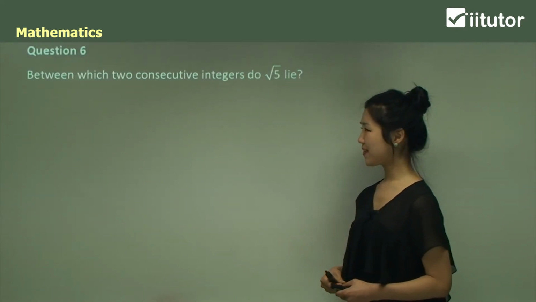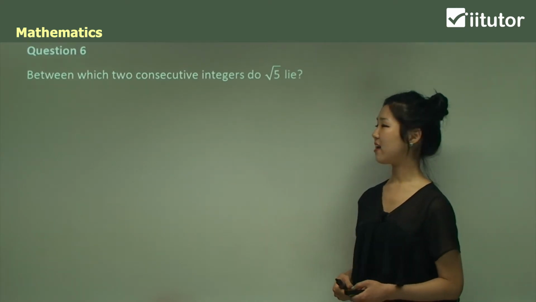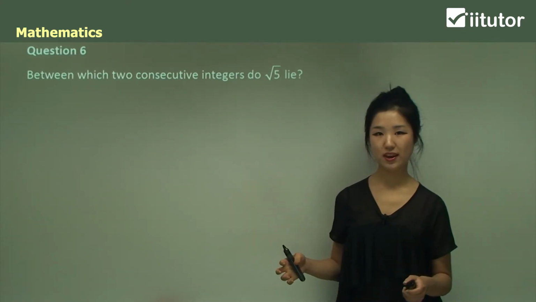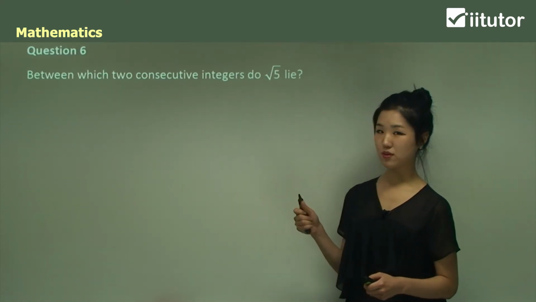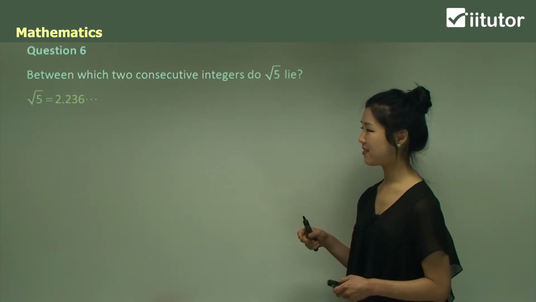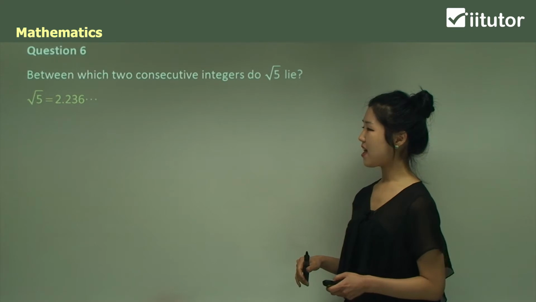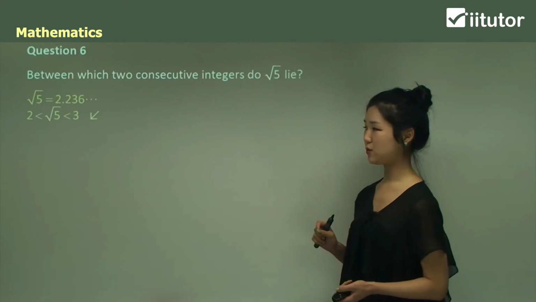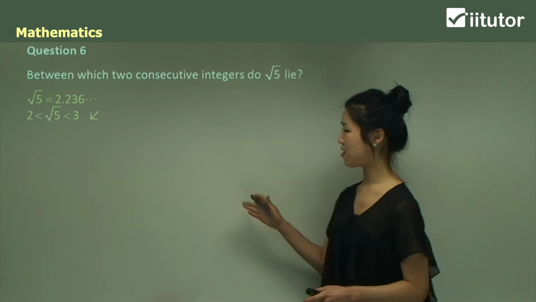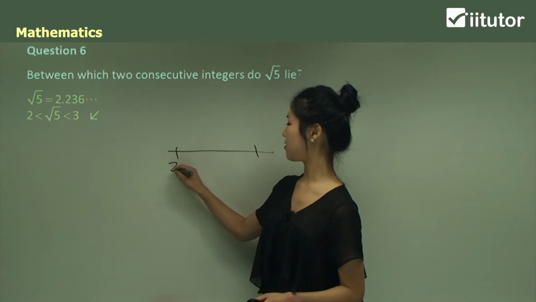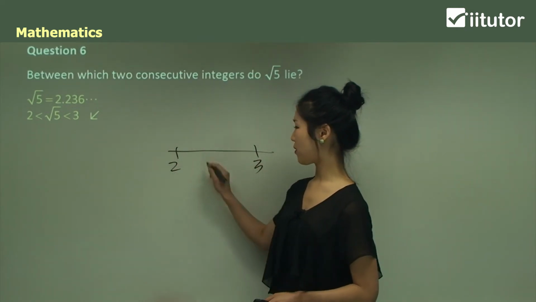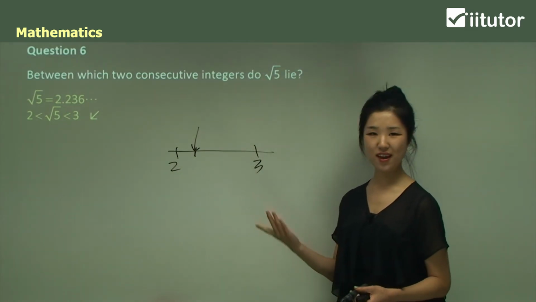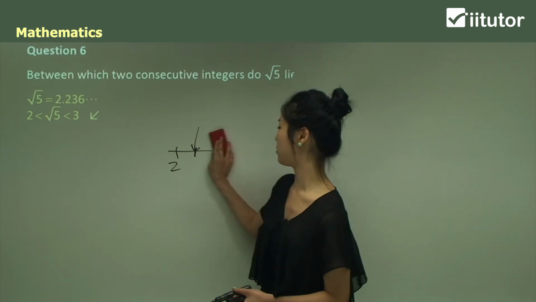Question 6, between which two consecutive integers does root 5 lie? Okay, so what this means is we have to find the integers in which root 5 is in between. So root 5, first of all, convert that into a decimal so I can see what this number is. It's going to be 2.23 something. And you can see that 2.23 is in between which two integers? 2 and 3. Okay, it's between 2 and 3, isn't it? Because if I draw a number line, if this is 2 and this is 3, 2.23 is approximately here, isn't it? So it's in between 2 and 3. That's why we write it like that. Okay, that's pretty much all there is to it. So it's very simple. Easy question.